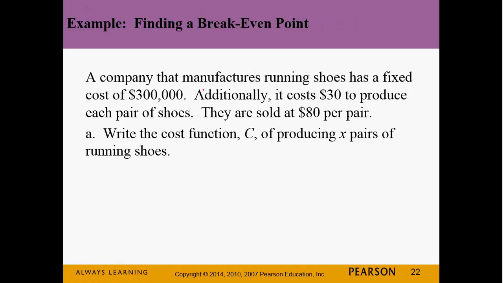So the first thing I want to do is write a cost function. We've done cost functions before. A cost function is just your fixed costs plus your variable costs, okay? So we're going to call our cost function C. What are our fixed costs? 300,000. And what are our variable costs? $30 per shoe, right? So how would I write that? 30x, where x is the number of shoes that I produce. Okay? So that's my cost.